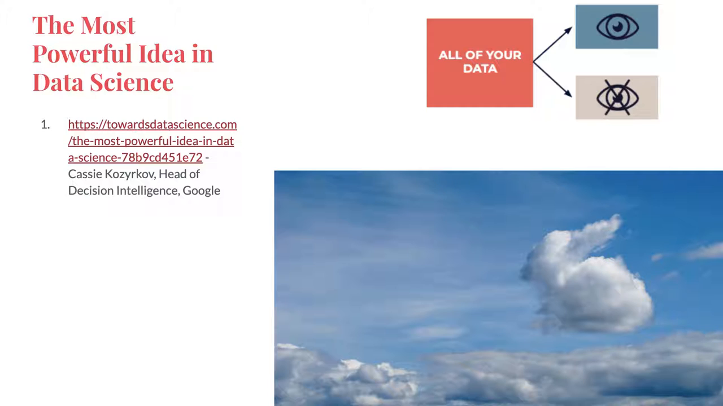The core idea is that you have all of your data. You have the part that you're going to show your model to train it, and the part that you're not going to show your model at all. And what you're trying to avoid is looking at clouds and seeing bunnies. You can look at this image and say, yeah, it looks like there's a bunny there, but it's only because you just have this image and you're able to identify patterns where there probably isn't any. There's probably not any causal mechanism that made a bunny appear in the clouds.